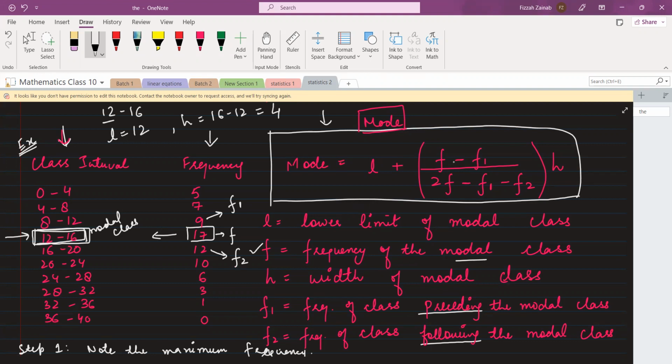See, in NCERT this is a bit confusing, right? They have used F0, F1, F2. So I think this one is a better way to remember it. F, you can understand directly, is the frequency of the modal class. F1 is the previous one and F2 is the next one. Okay. Now just simply put this in the formula and find the mode.